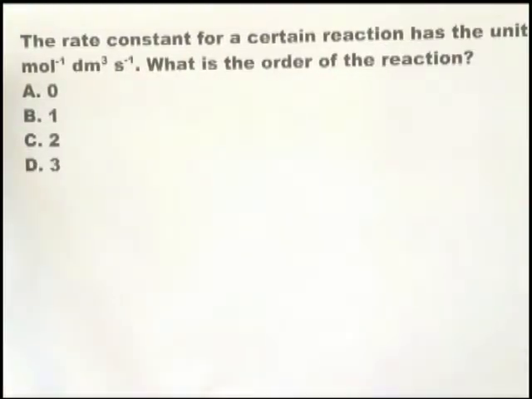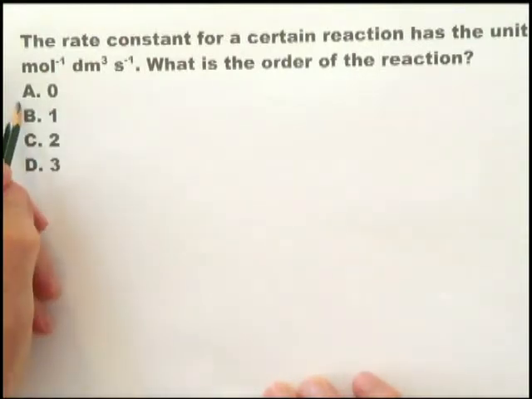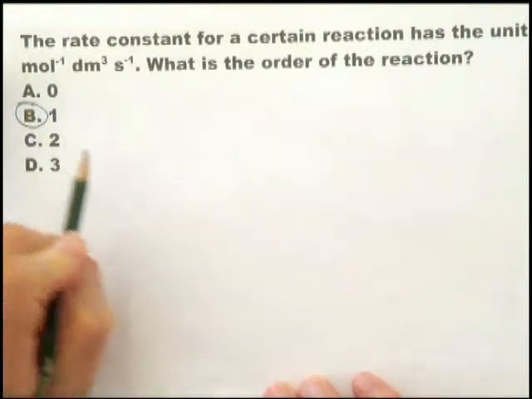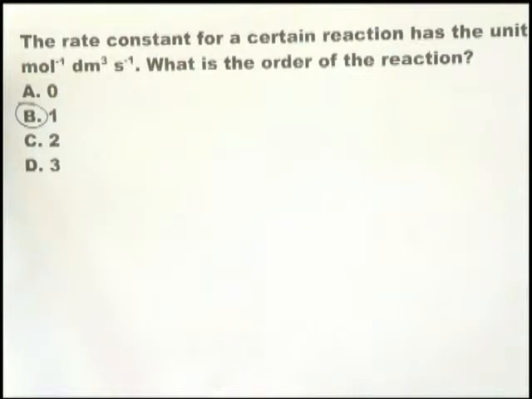Having done the previous question, we now know that the order of this reaction is 1, and this is B. So there are two different ways they can ask this question. They can give you the unit and ask you what is the order of the reaction, or they can give you the order of the reaction and ask you what are the units for it.